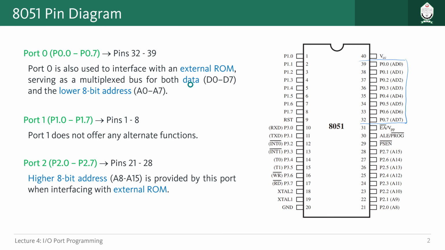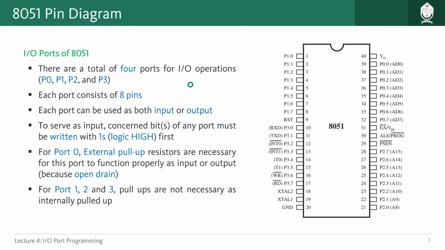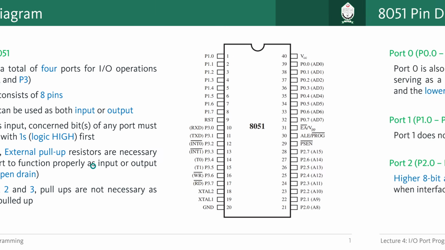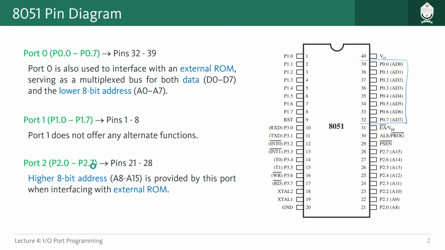So that's why, as you have seen in the previous page, we had to say that port 0 doesn't have any internal pull-ups. To use it as an input or output port, we have to connect an external pull-up resistor. So this is one of the reasons. All the things I'm talking about here in detail, we will understand later on when we look at the internal architecture of these ports or pins.